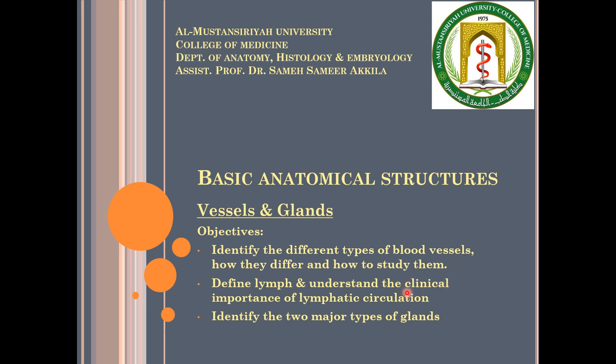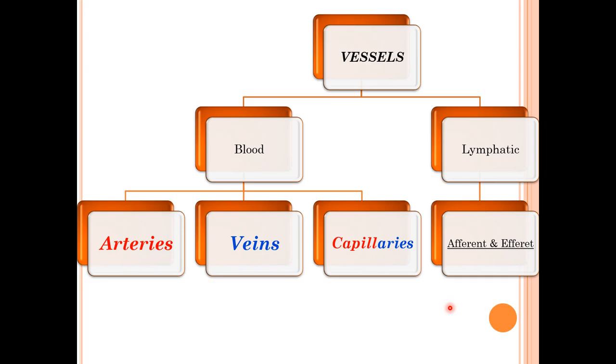Then we will see the clinical importance of lymph and the lymphatic circulation. And finally, we will identify the anatomical types of glands. So, starting with vessels, vessels are tubular structures that are responsible for distributing substances throughout the body.